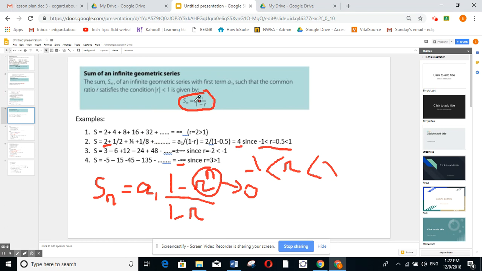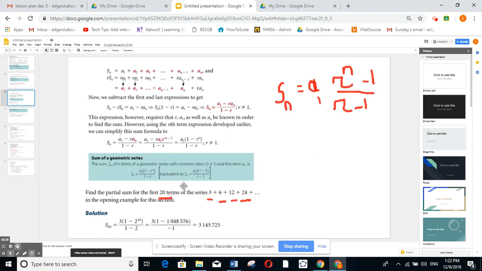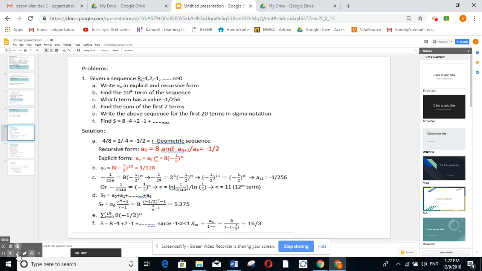Okay, so always when they want an infinite sum, you need to check if r is between minus 1 and 1. If r is between minus 1 and 1, you use this formula. However, if you want to find the sum at finite, for example, the first 20, first 50, first 100, even the first million is considered to be a finite sum, so you use this formula. Okay, so let us go to the problem.